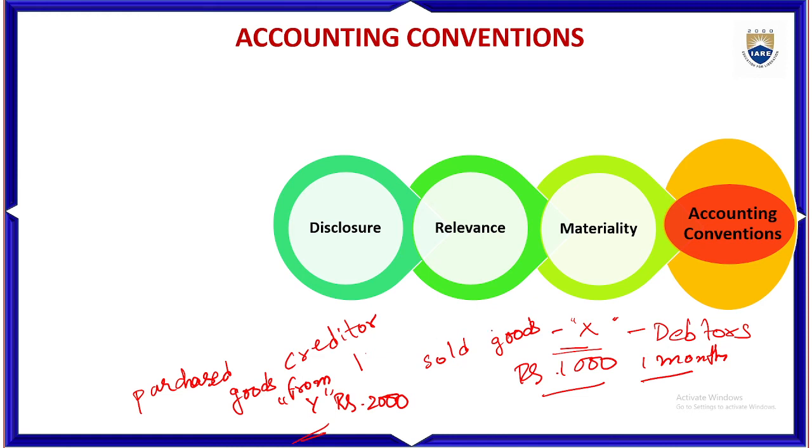Y is my creditor. X is my debtor. To whom we should give money is creditor. From whom we have to collect money is debtor. This is all short-term business. Within a very short period of time, we are going to pay back or we are going to receive back. If we are supposed to give to some vendor who is going to supply our raw materials, that person is creditor to us, and the one to whom we have sold goods and who has to give money, he is debtor to us.